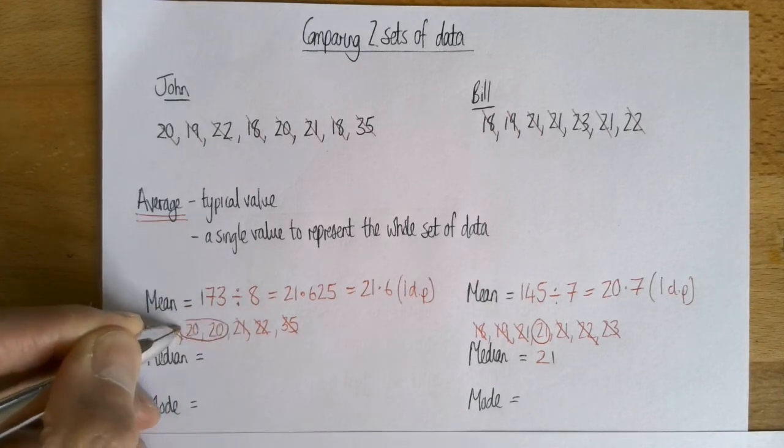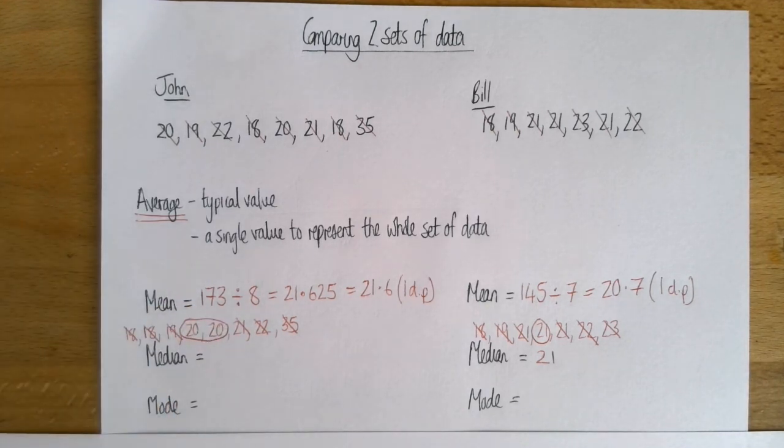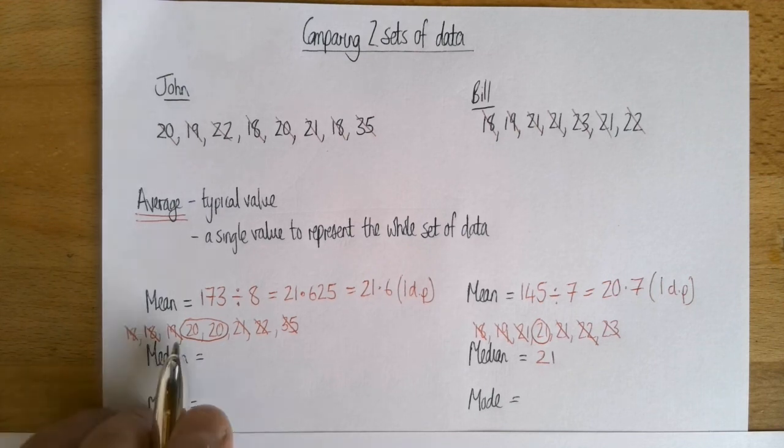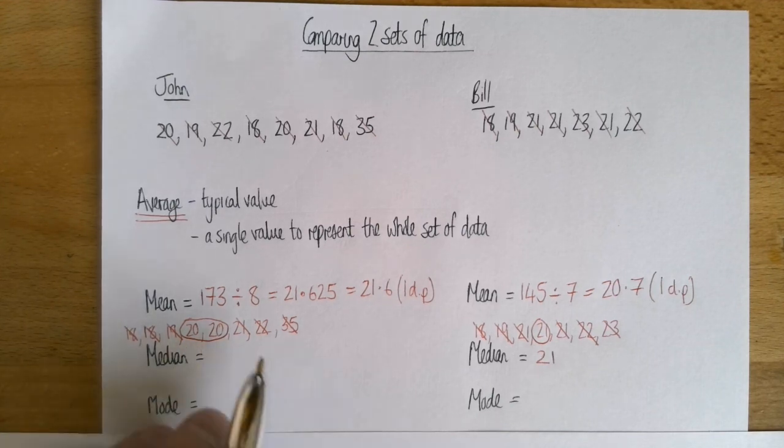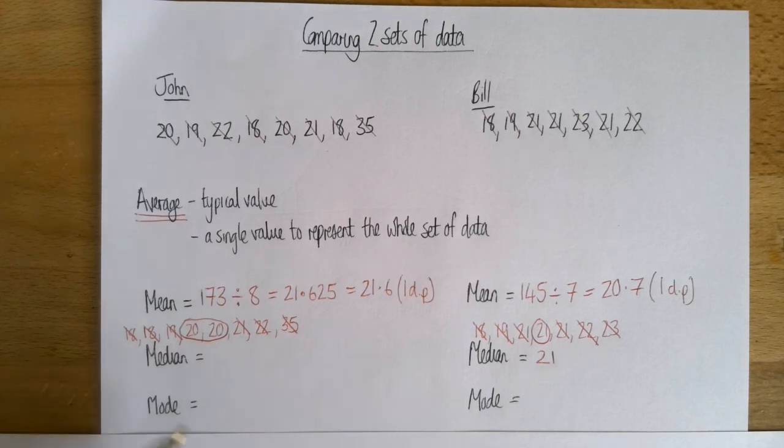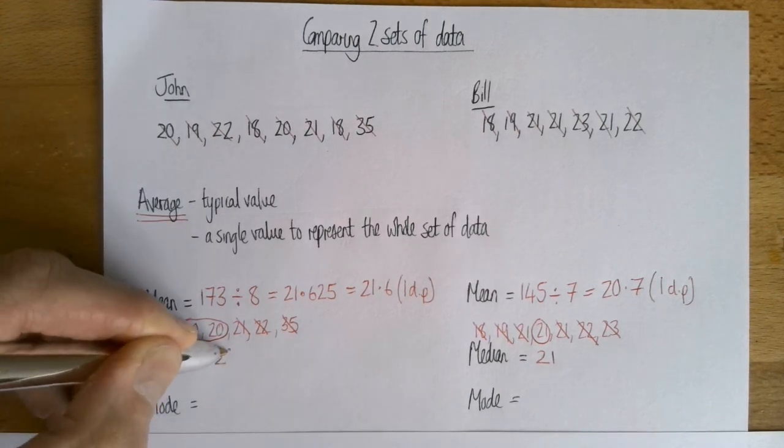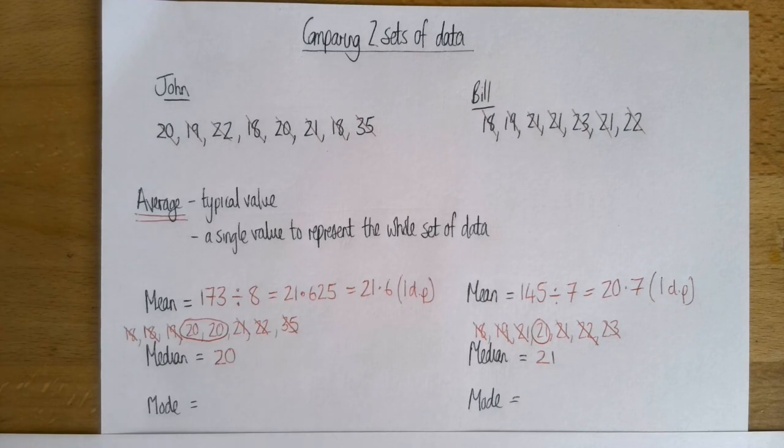2 in the middle. I don't know if you have come across that before, but if you have 2 values in the middle, you just work out what's halfway between them. And this is easy because halfway between 20 and 20, well, is 20. The mode, that's the most popular, so that's nice and easy for Bill.